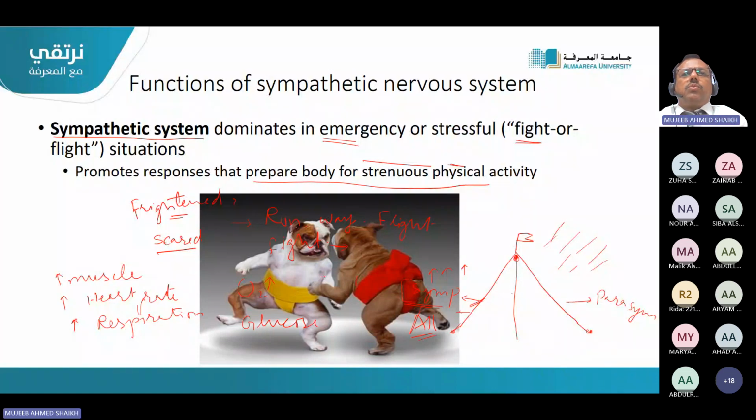So this is the situation when you are fighting or in flight, removing yourself from any emergency situation. So the sympathetic system will be more dominant or active.